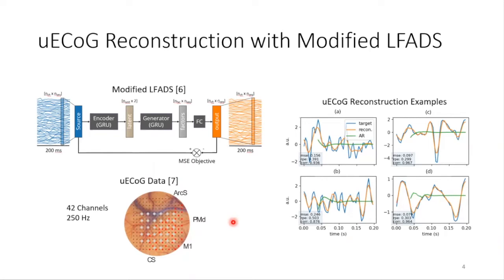Example reconstructions of 200 millisecond ECOG traces are shown on the right in orange, overlaid on their target sequences, which are shown in blue. An AR model trained to reconstruct the same training set is shown in green. One can see that the autoencoder outperforms the linear method and generates accurate reconstructions of the input sequences. However, the model's performance appears to be frequency dependent, reconstructing slower components of ECOG data more accurately than fast components.